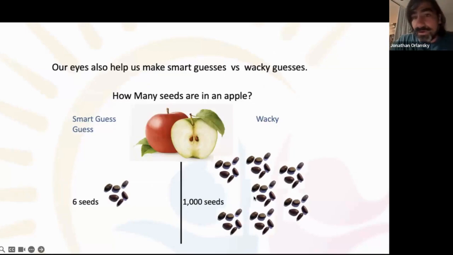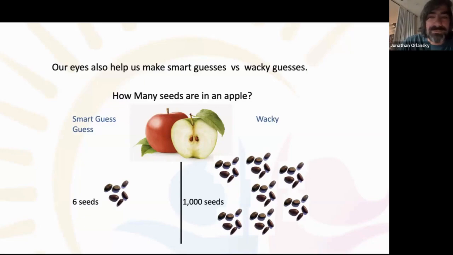Our eyes also help us make smart guesses versus wacky guesses. So, we see a sliced open apple. A smart guess, when asked how many seeds there are, would be about six. Maybe that's not perfectly accurate, but we see this is split right down the middle. We see two, presumably, it would be two this way and two this way, and that would give us six. Very informed and reasonable.